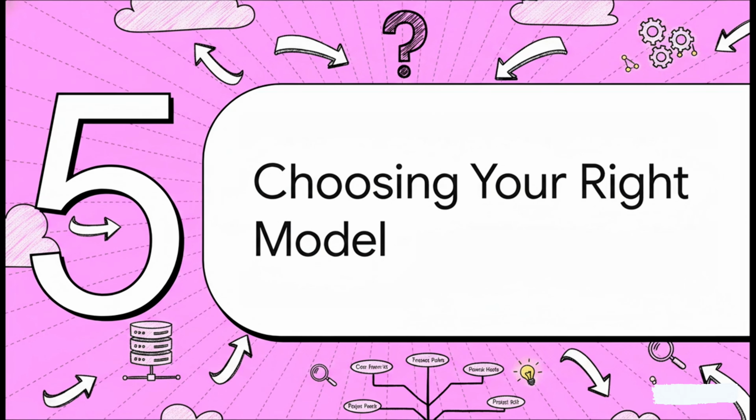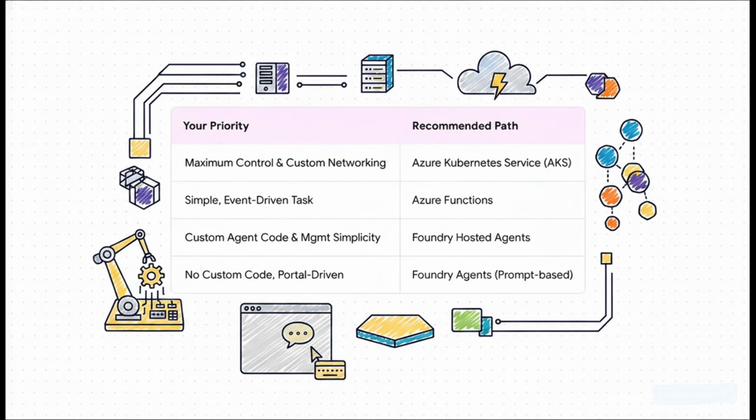Okay, wow, that was a lot. So let's pull it all together and figure out how you can choose the right model for your project. So think of this as your cheat sheet. It really comes down to your priorities. If you need absolute maximum control, you have custom networking needs, then yeah, AKS is for you. If it's a super simple, event-driven task, go with Azure Functions. But if you want to run your own custom code with the simplicity of a managed service, Foundry Hosted Agents were literally designed for that. And there's even a no-code, prompt-based option if you don't want to write any code at all.